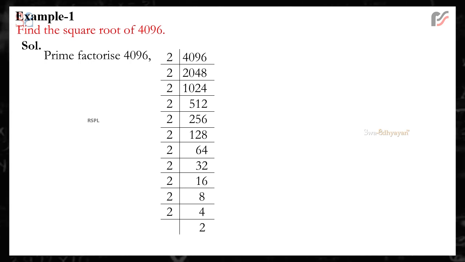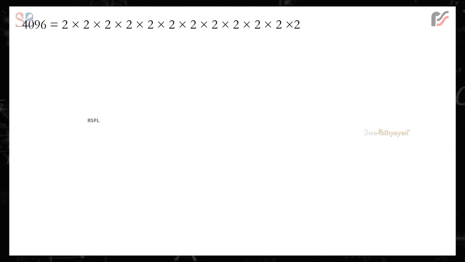On dividing 128 by 2, we get 64. On dividing 64 by 2, we get 32. On dividing 32 by 2, we get 16. On dividing 16 by 2, we get 8. On dividing 8 by 2, we get 4. On dividing 4 by 2, we get 2.